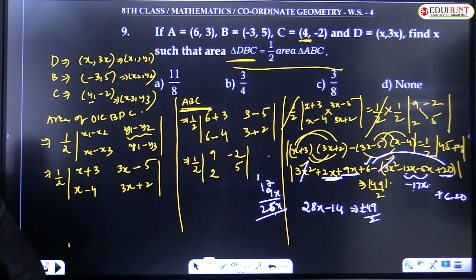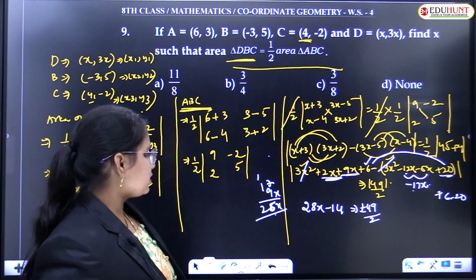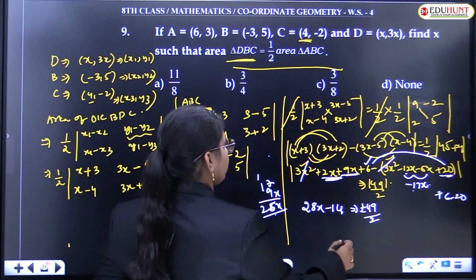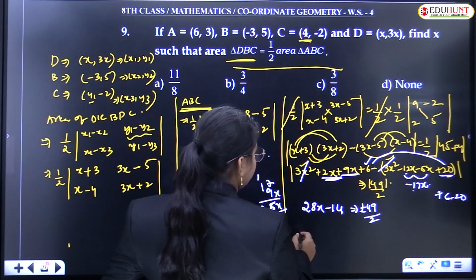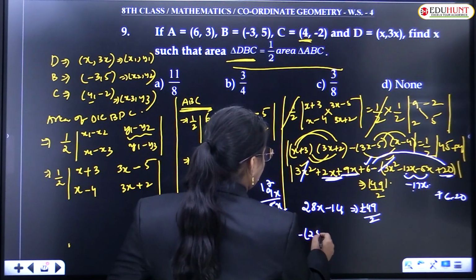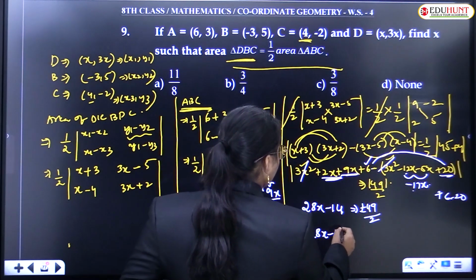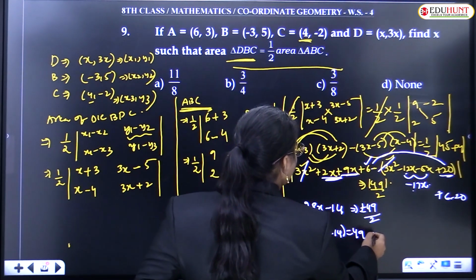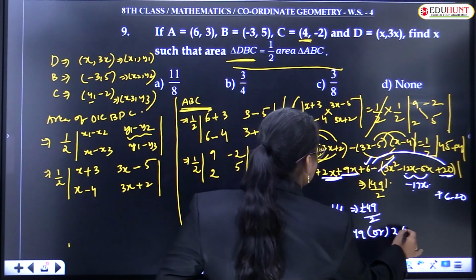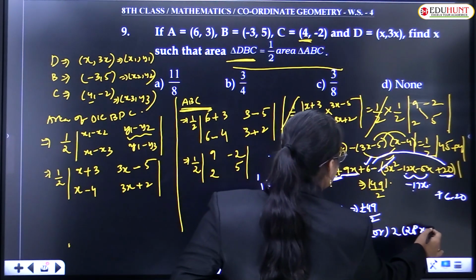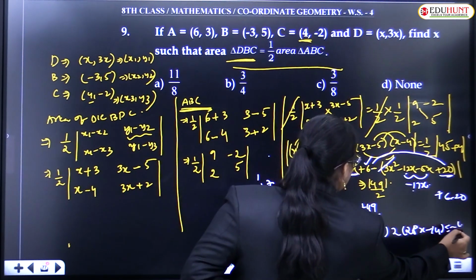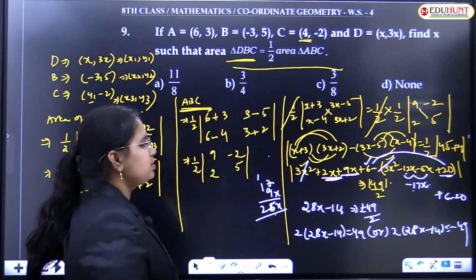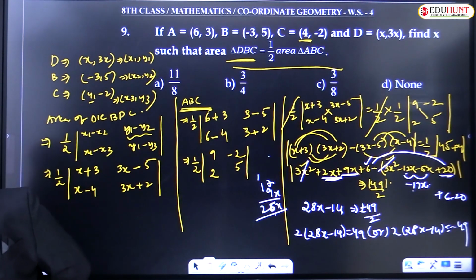Clear? So shall we get back to the next part of the question? Yeah. So what is the next part of the question? Transform 2 to that side. What will it become? 2 into 28x minus 14 is equal to plus 49, or 2 into 28x minus 14 is equal to minus 49. Yes or no?